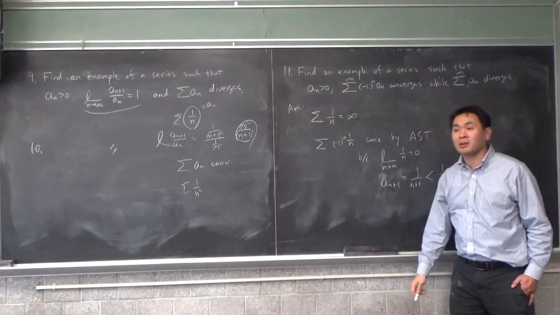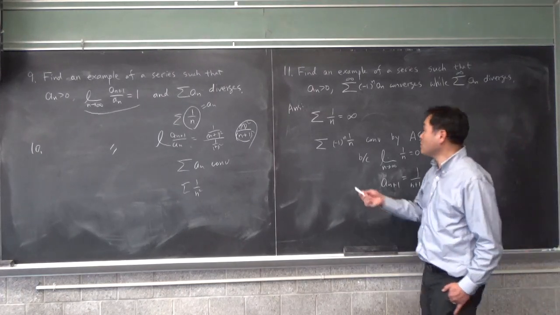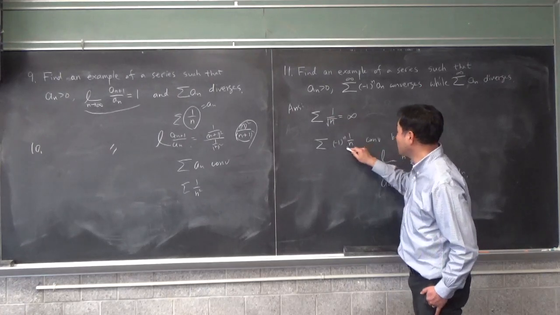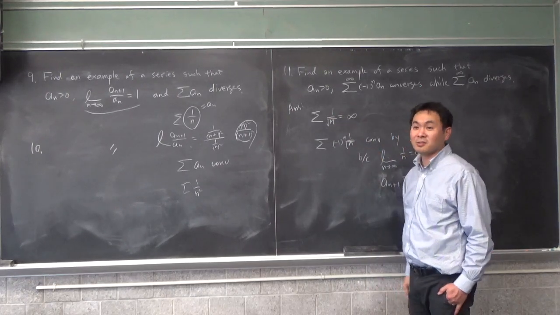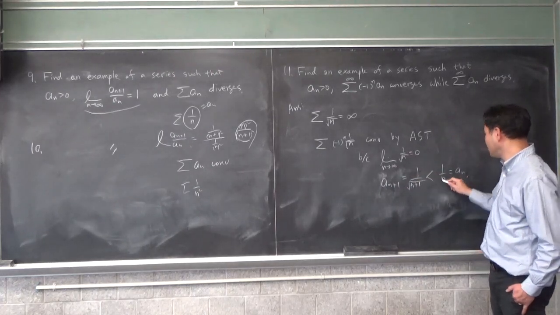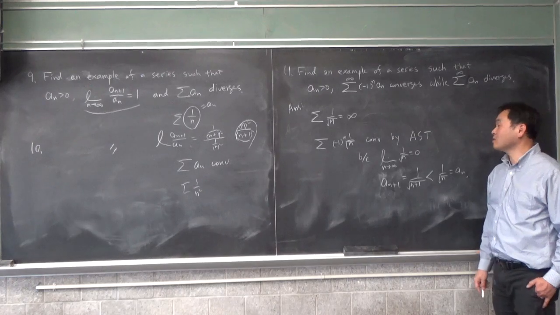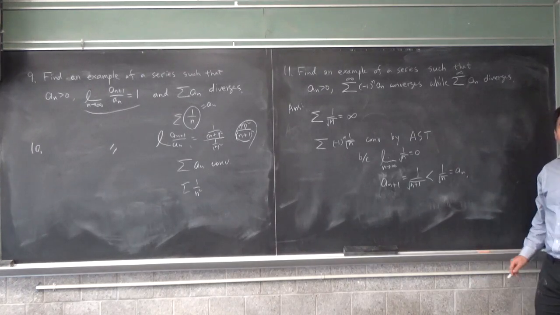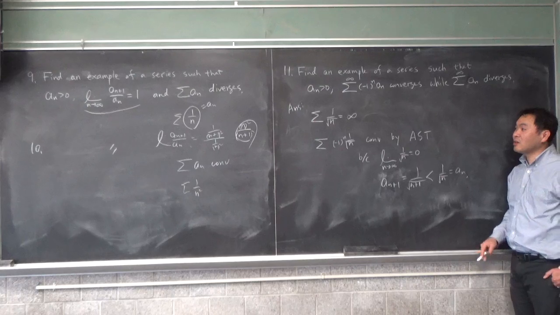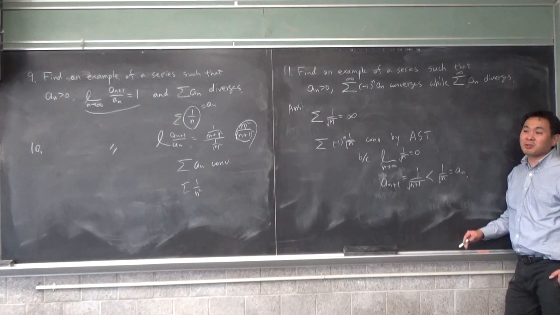Okay? And actually, there are several other ones. You could also use the square root. This one also has the same property. So there are many examples you can come up with, as long as it's any p series with p less than 1 and bigger than 0. Okay? That's going to work.